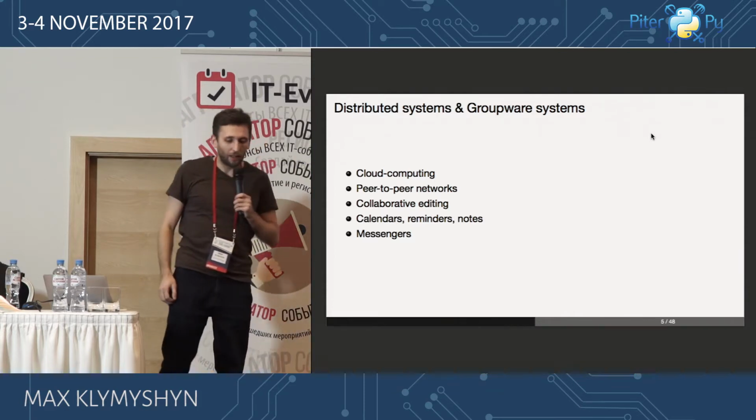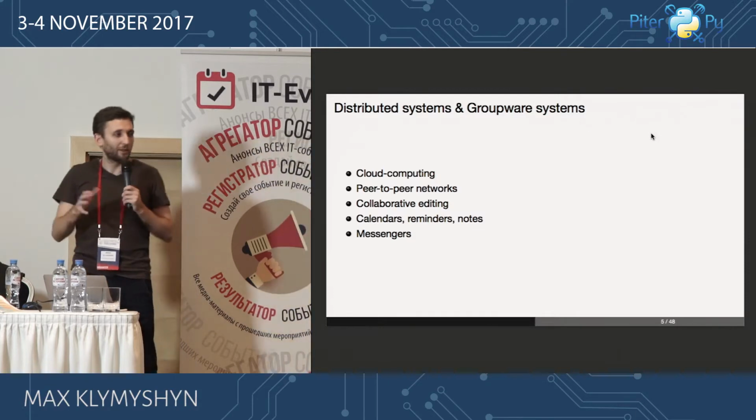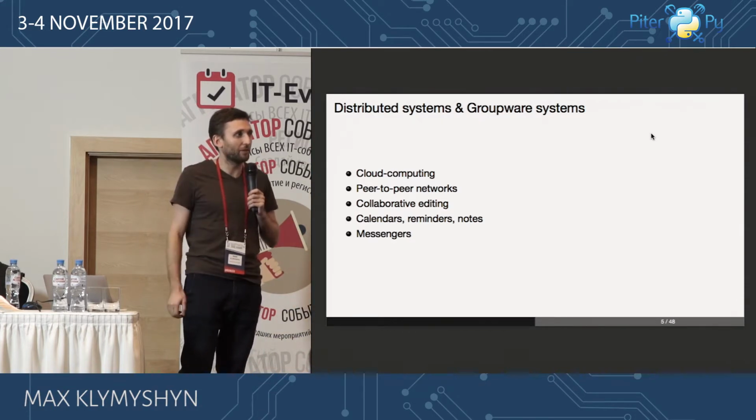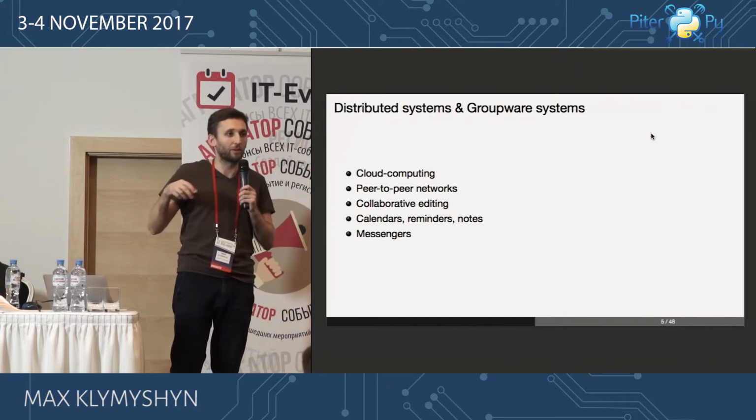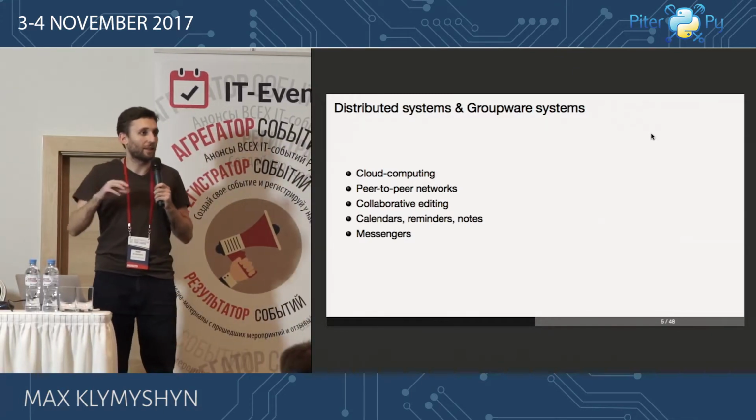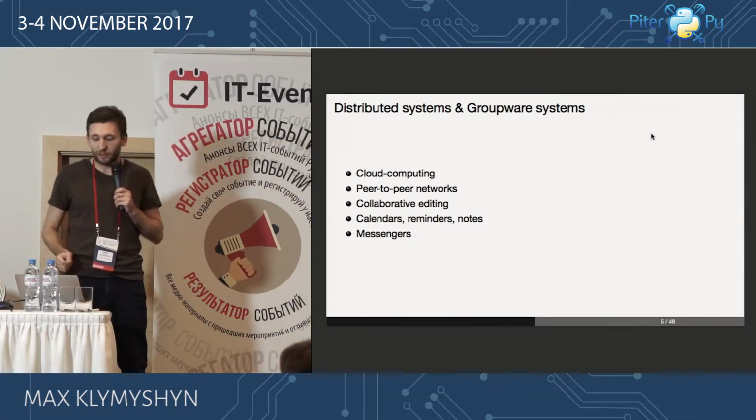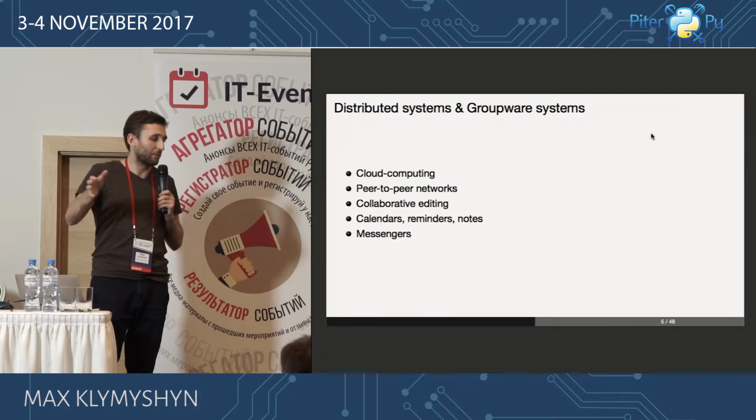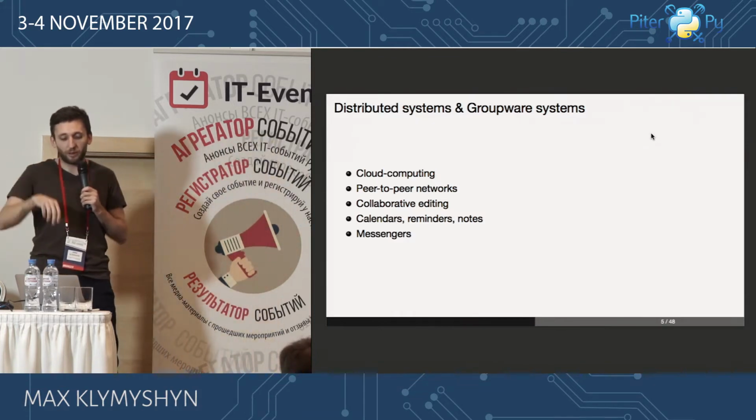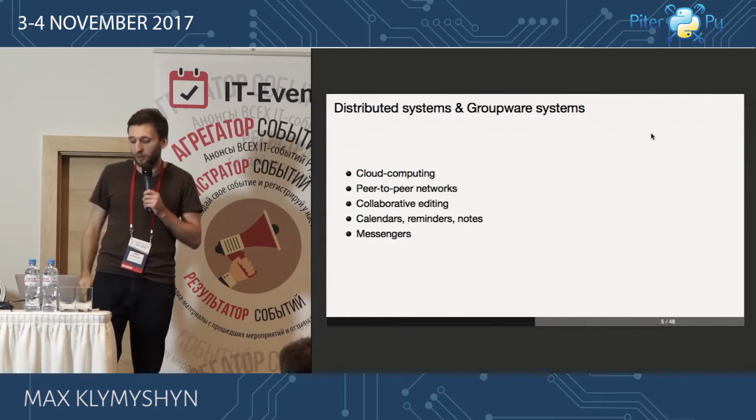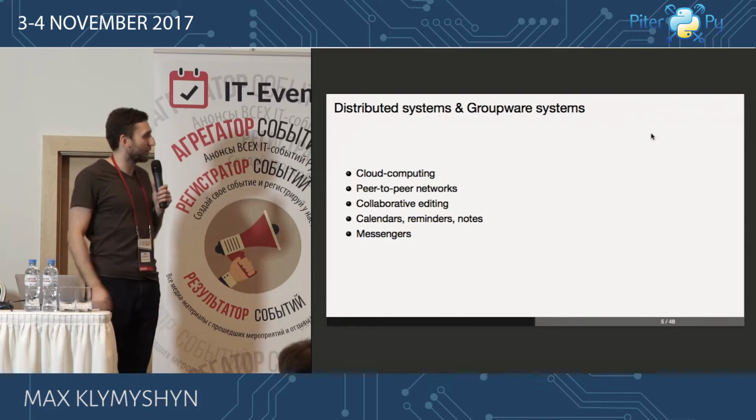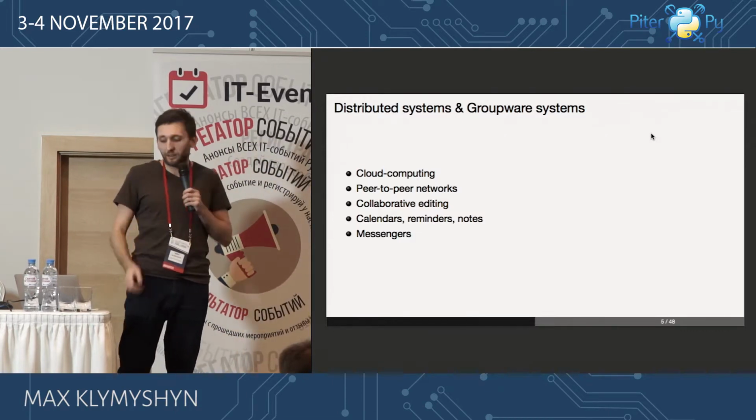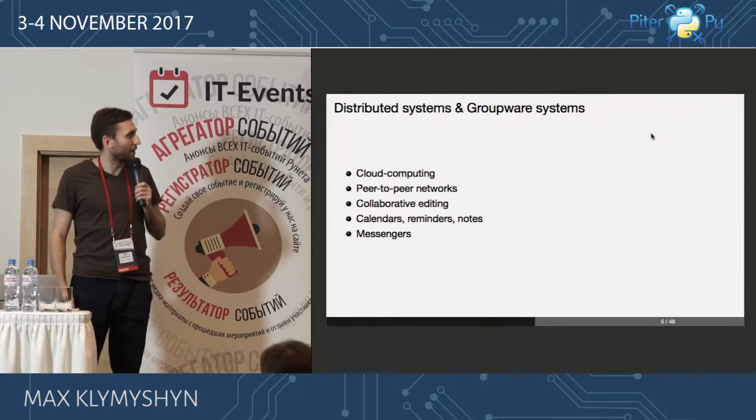About my talk. Basically, what are groupware systems and distributed systems, and what's the difference? I think the current modern term for this type of systems is collaborative systems, where users are involved in editing something together at the same time or separately in different time zones, but eventually the result of their collective work goes into one single entity. Other examples of this type of systems are peer-to-peer systems, like BitTorrent, WebRTC, distributed algorithms, and so on.